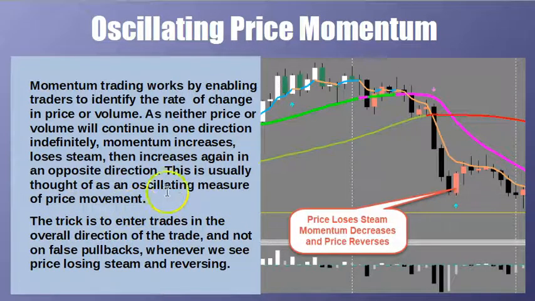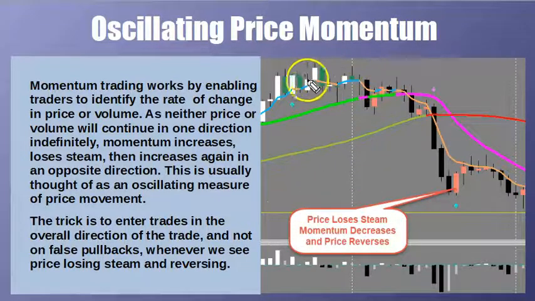Okay, so when we think of the pattern of momentum, we can think of it as an oscillating measure of price movement. Oscillating just means down one way, up another way, down again, up again, in different directions. Okay, that's what we mean by an oscillating measure of price movement. And I'll show you on the chart in just a second. The trick is to enter trades in the overall direction of the trend and not on false pullbacks whenever we see price losing steam and reversing. So again, guys, let me just take a look here.